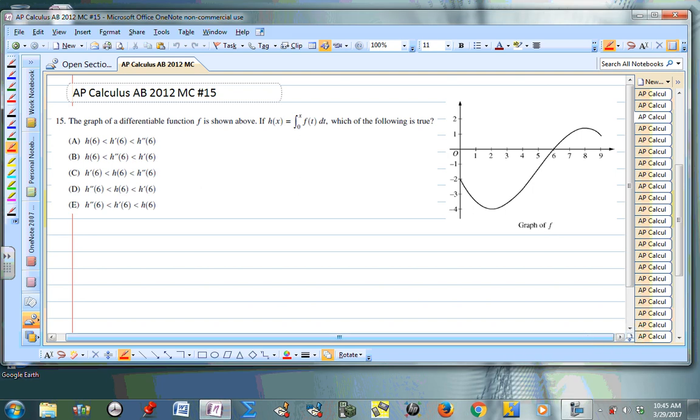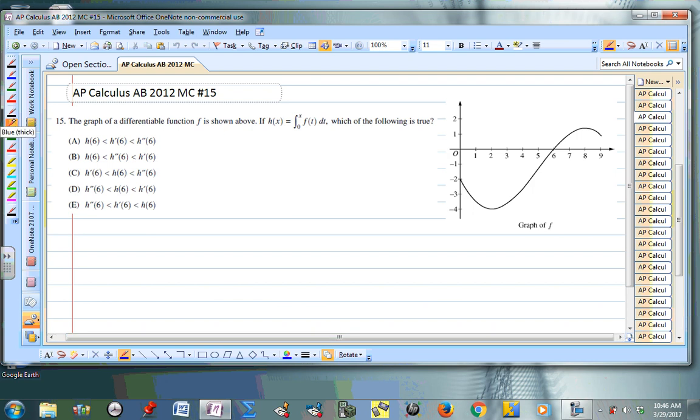In problem number 15, we're given a graph of f. We're told how the function h is related to the function f, and we're asked to rank some values of h in order from least to greatest. It would help if you look at the answer options. You see there's h, h prime, and h prime prime. So we should identify all these functions.